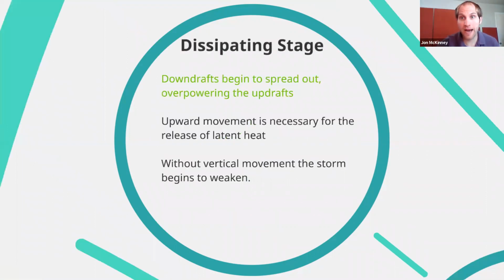The third stage and the final stage, dissipating stage. So the downdrafts are going to begin to spread out and they will overpower the updrafts. So upward movement is necessary for the release of latent heat. Without that vertical motion, the storm's going to begin to weaken. So what makes the storm grow? Updrafts. There has to be some lifting force to begin with, but once the updrafts get established, then the updrafts continue to grow because of the process of latent heat energy transfer.